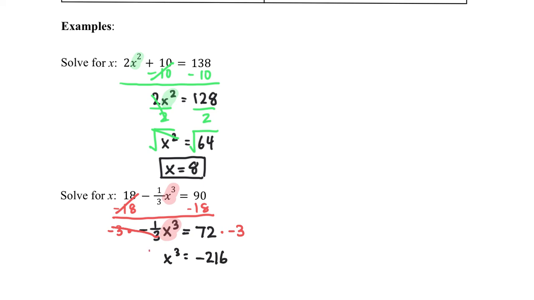And then since I have x cubed, I'm going to take the cubed root of both sides. The cubed root and the cubed undo each other. I'm left with just x. And then I want the cubed root of negative 216, which is negative 6. And that's it. That's how you solve these. So you use your normal steps in order to isolate the x squared or the x to the third. And then once you get there, you take the square root or you take the cubed root to finish the problem and find your solution.